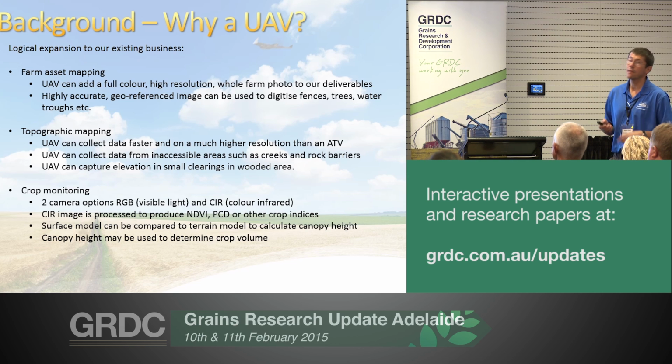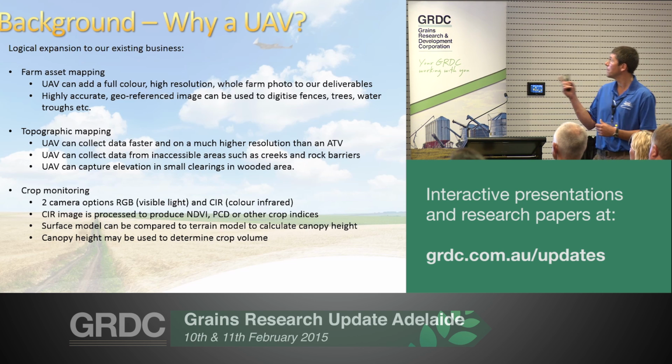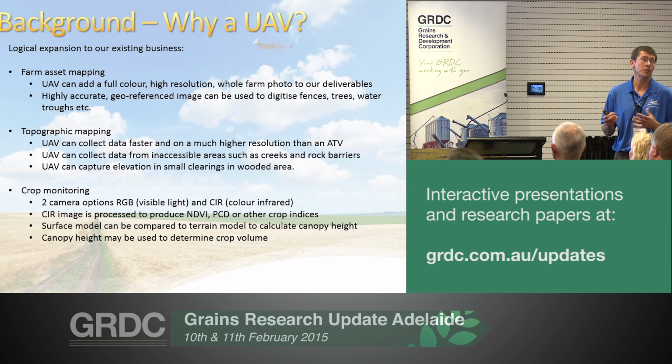And then moving into something that was newer for us is getting into the crop monitoring. So we've got 2 cameras. We've got the red, green, blue camera, which does your conventional photograph the same as an ordinary digital camera. But we've also got the colour infrared camera, as they call it, the CIR. And that one you can use for generating these plant indices that you've seen, like the NDVI images, which are common in broadacre stuff, and the PCDs, which are common in the viticulture industry. And there's a whole host of other indices which do different things.